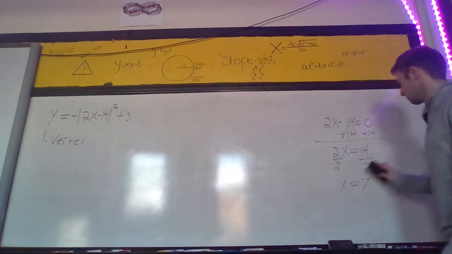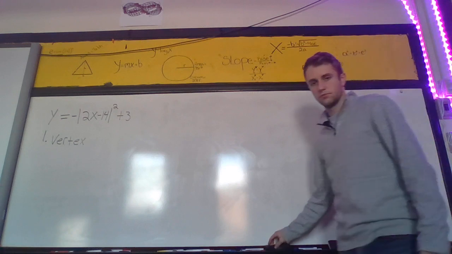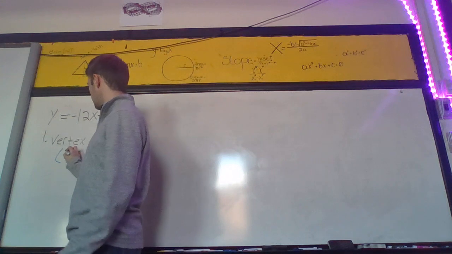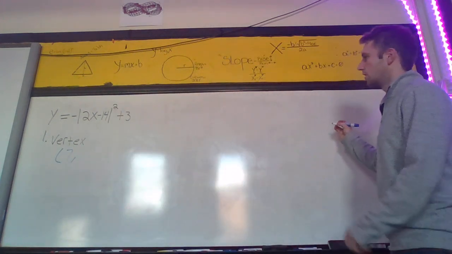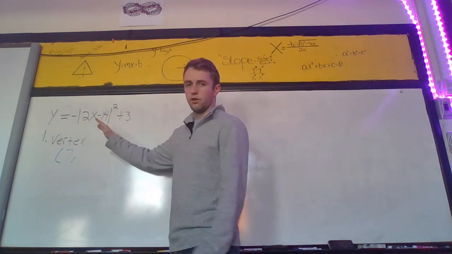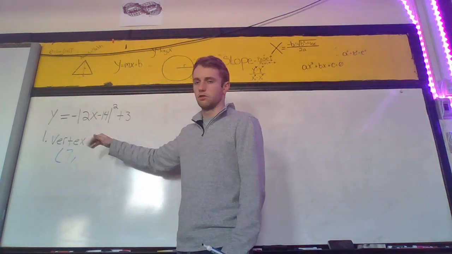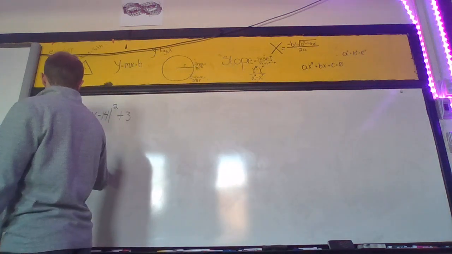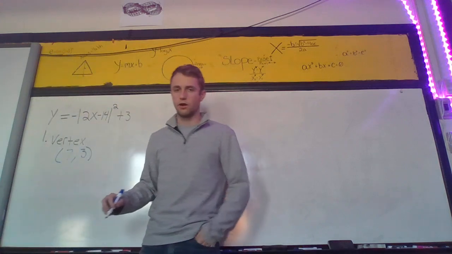I'm going to erase a little bit of work. For the vertex, we get 7, and whatever the next number is. So we input all of that. If we know this comes out to be equal to 0, then 0 squared is still 0, negative 0 is still 0, plus 3. We know that our vertex is going to be at (7, 3). Pretty easy to figure out.